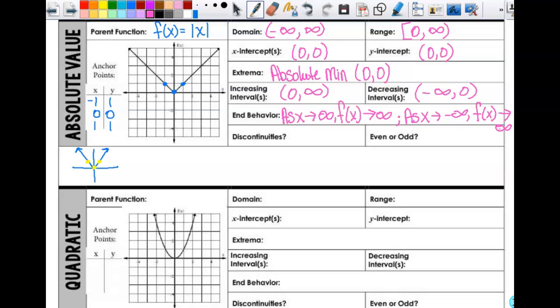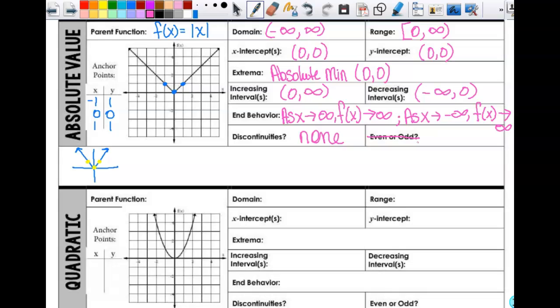All right, my discontinuities, are there any? Nope, because I can trace the whole thing without picking up my pencil, so there are none, and we're not going to worry about even or odd. Okay. What questions do you have? Good?